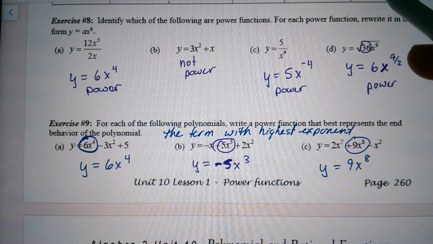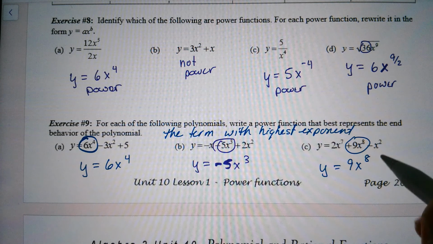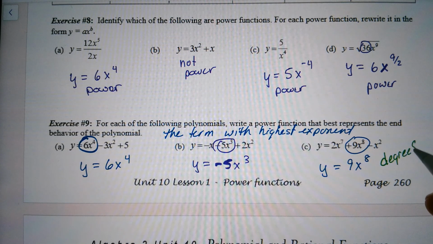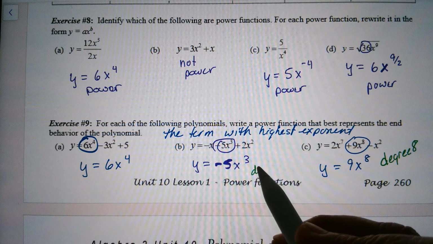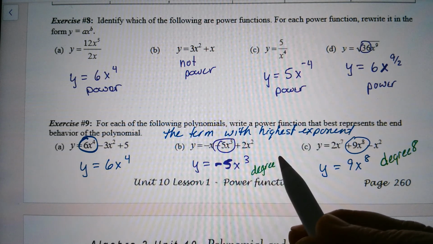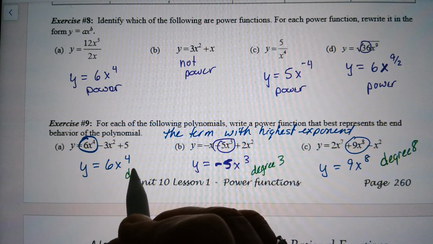This exponent, right, is known as the degree. So this would be considered degree 8. This would be degree 3. And this would be degree 4.